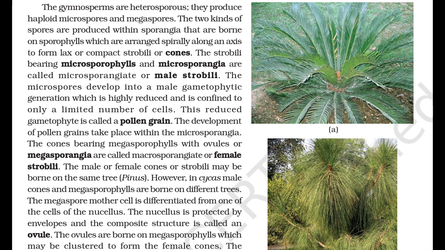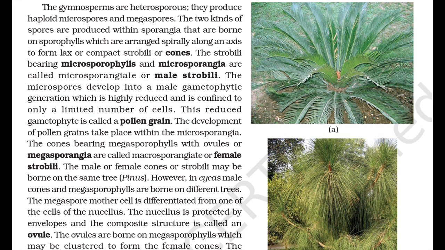The strobili bearing microsporophylls and microsporangia are called microsporangiate or male strobili. The microspores develop into a male gametophytic generation, which is highly reduced and confined to only a limited number of cells. The reduced gametophyte is called a pollen grain. The development of a pollen grain takes place within the microsporangia. The cones bearing megasporophylls with ovules or megasporangia are called macrosporangiate or female strobili.